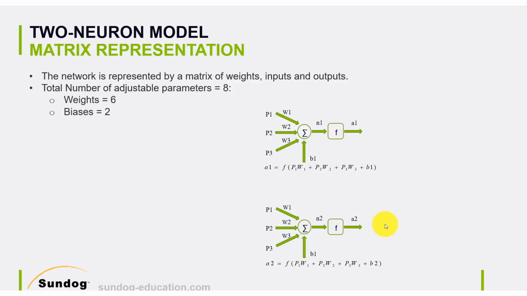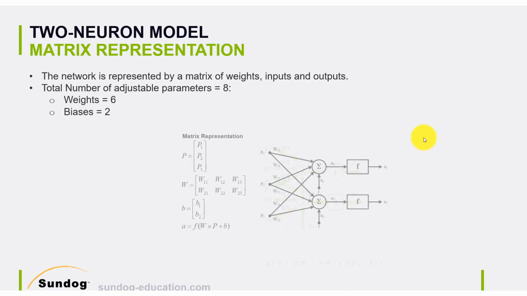So these are two neurons separately, right? What we want to do is combine them together and build our first two neuron model. Since the inputs P1, P2, P3 are common, if we combine them, we generate the two neuron model. So the input P1 will be sent to the first neuron and the second neuron.